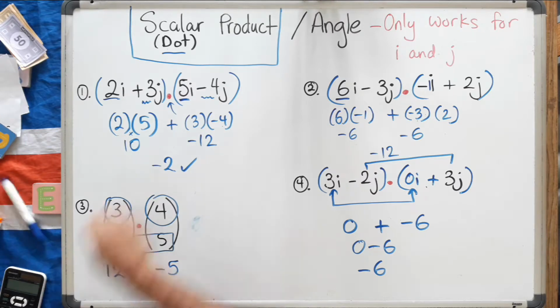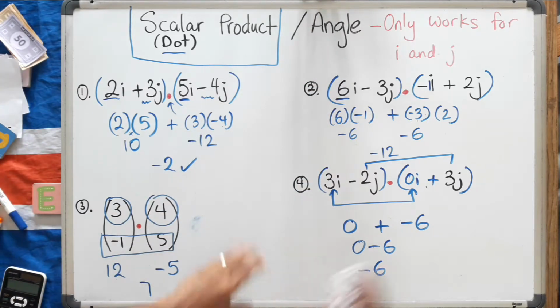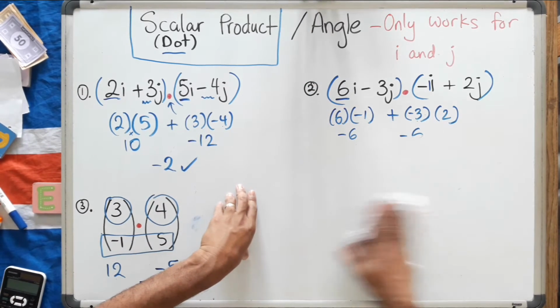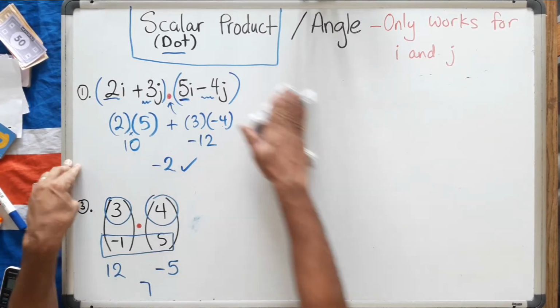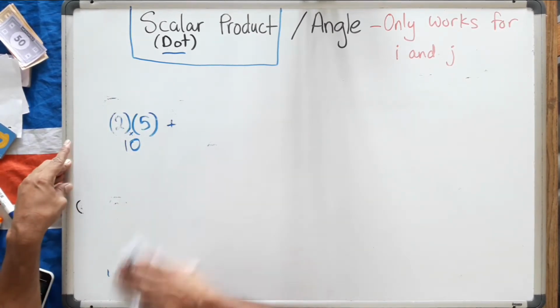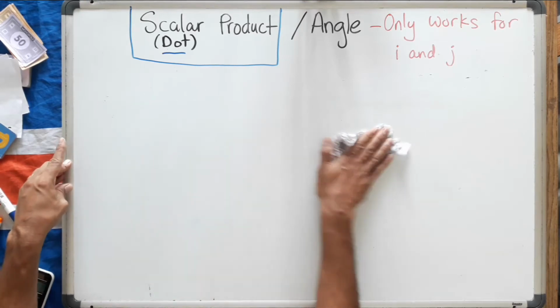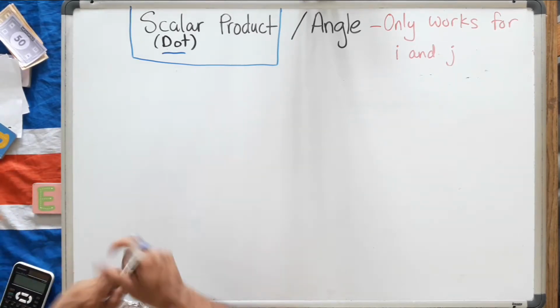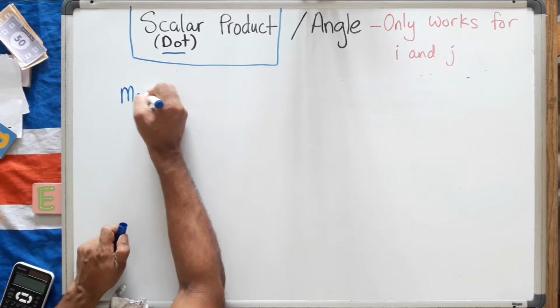Now, before I move on to angles, I just want to refresh your memory, because when we are finding the angle between two vectors, you need to remember how to find the magnitude of a vector.